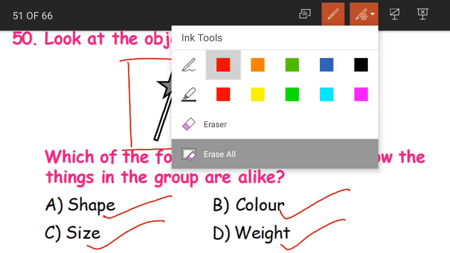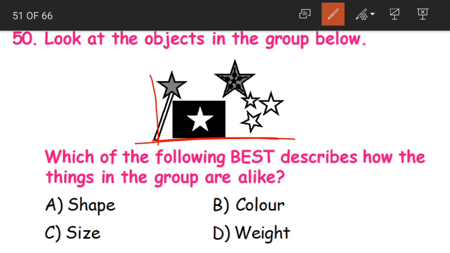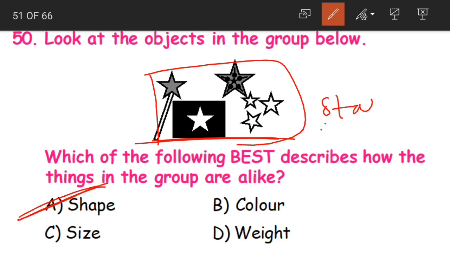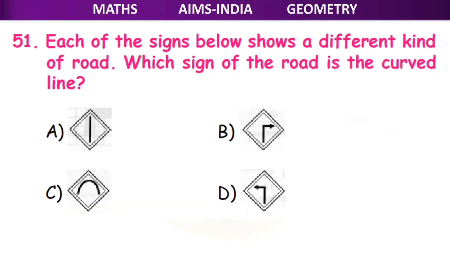Which is the correct answer, children? What is the common thing among all these objects? The common thing is that they are of the same shape, or all these objects are star shaped. So option A, shape, becomes our correct answer. Question 51. Each of the signs below shows a different kind of road.